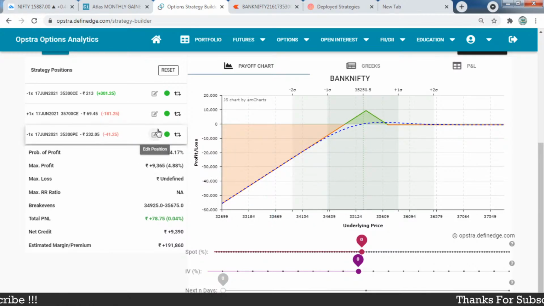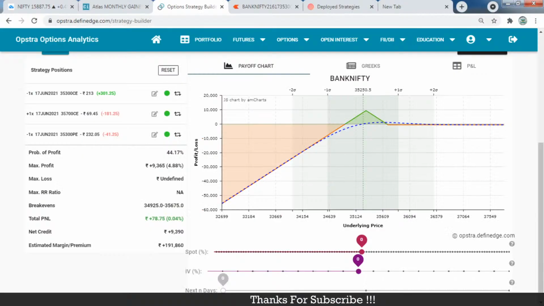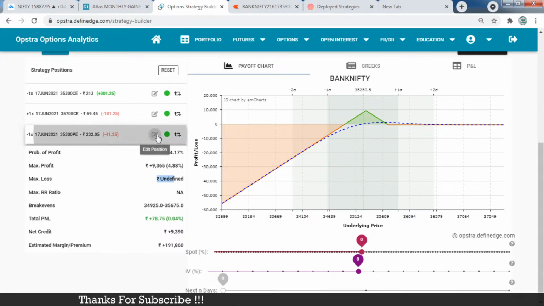I decided it is a downtrend, but the downtrend has not happened. If this position is making loss, I'm going to do the opposite side option short. Right now it is unlimited loss because I've done the trade with the 35,300 put. So delete it.